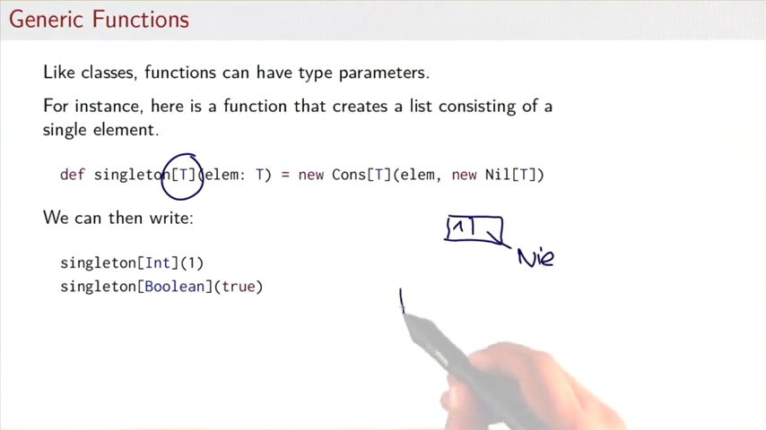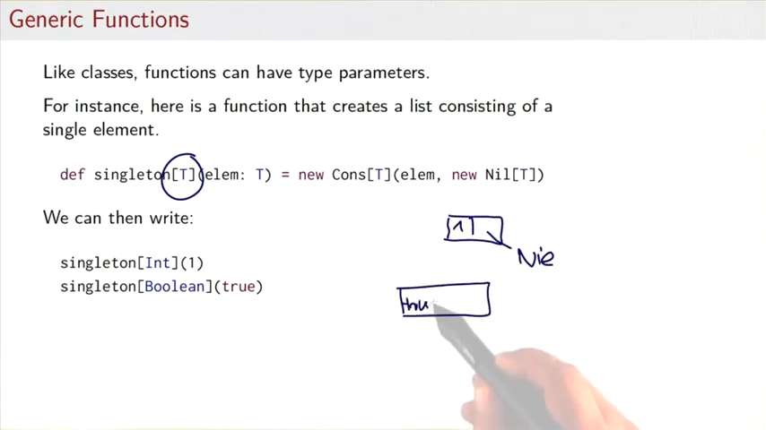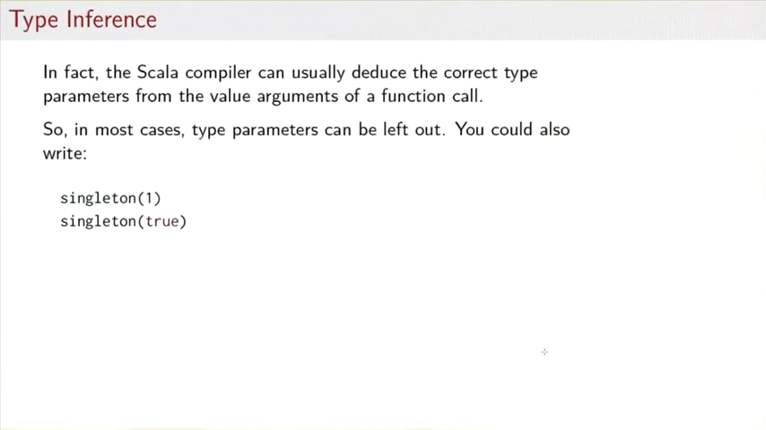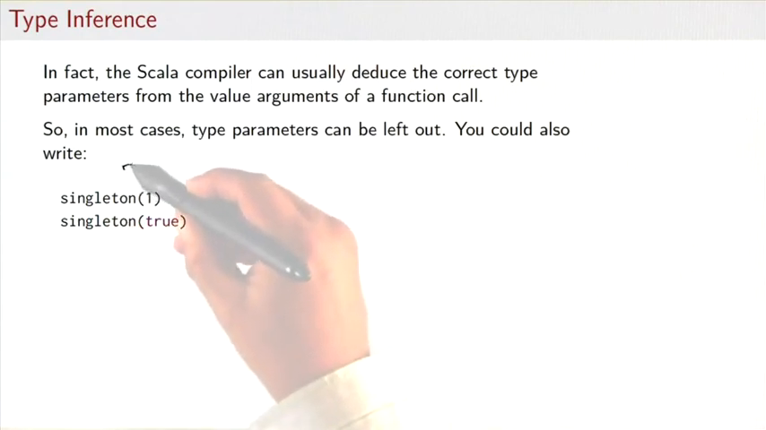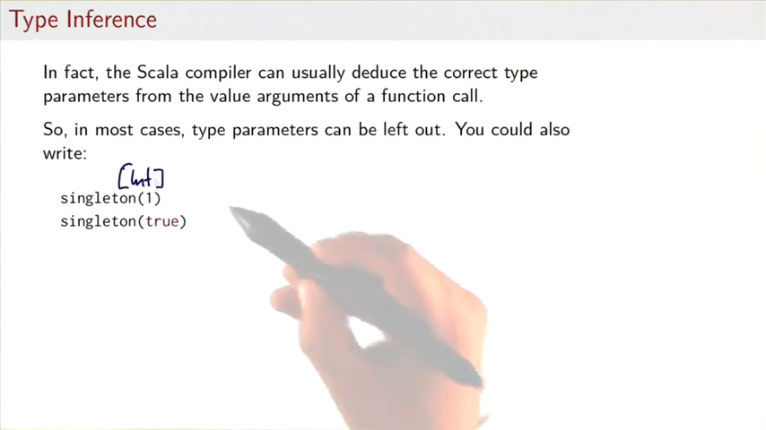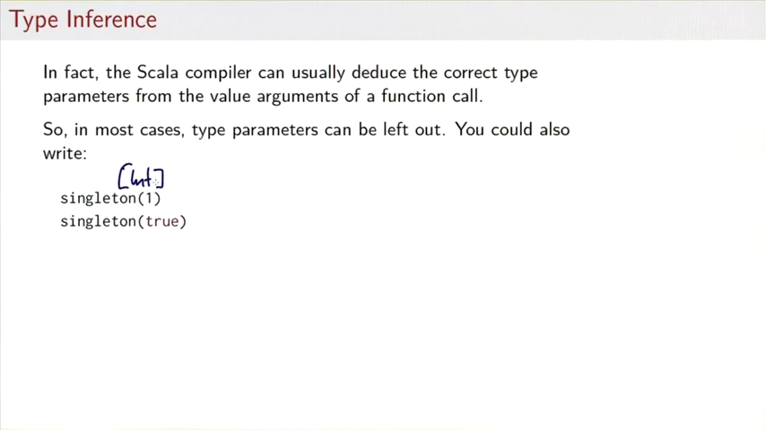Or the other one would be the singleton list true and Nil. So we can create lists like that by passing in first the type parameter and then the value parameter. In fact, the type parameters are often redundant because the Scala compiler can usually deduce the correct type parameter from the value arguments of a function call here. So, for instance, for the singleton examples, you could also write simply singleton of 1, and the compiler would infer that this is a singleton of type Int, simply because it knows that the constant 1 has type Int, so Int is the best fitting parameter type.